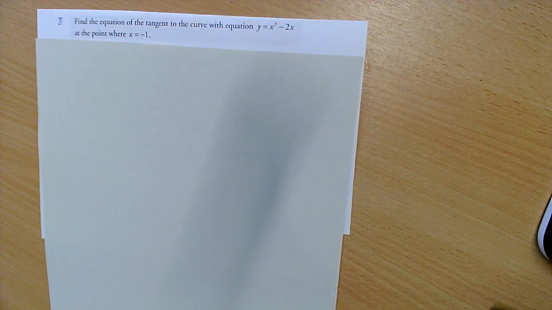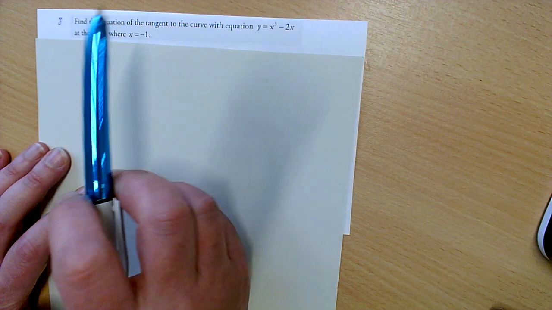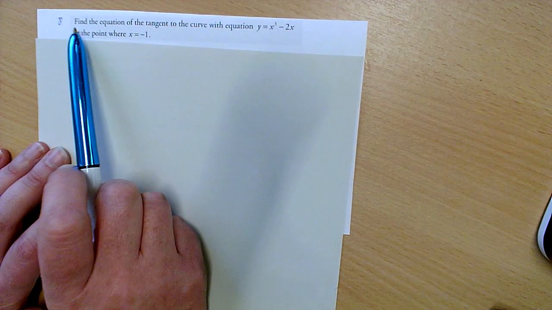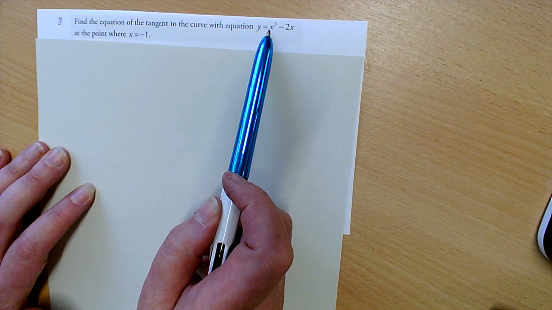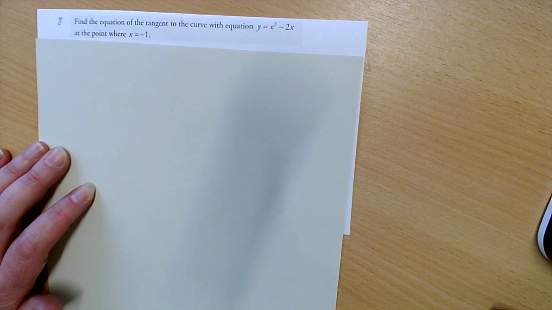Okay, so now we're looking at using differentiation to find gradient. So the question is, find the equation of the tangent to the curve with equation y equals x cubed minus 2x at the point where x equals minus 1. So the first thing you're going to do is use differentiation to find the gradient. Once you've done that, this is just a National 5 question basically.